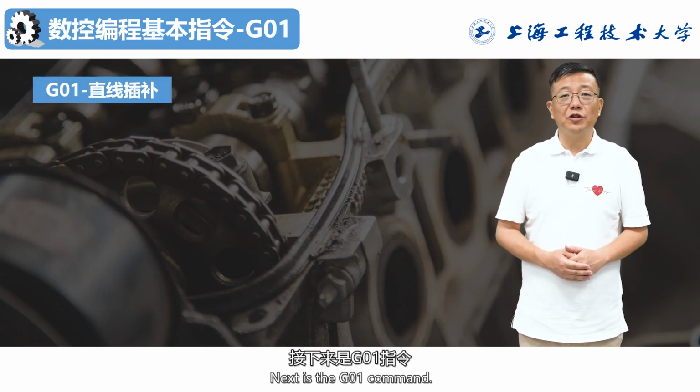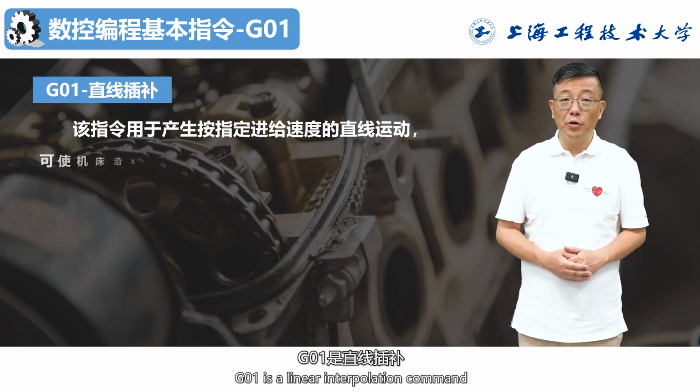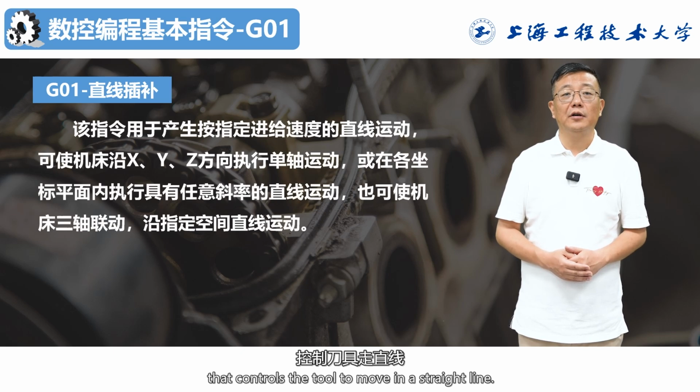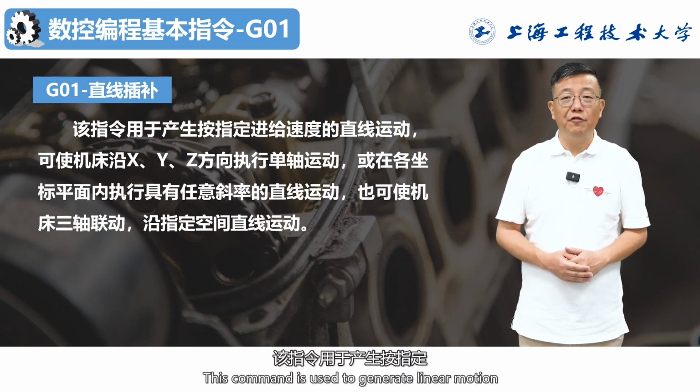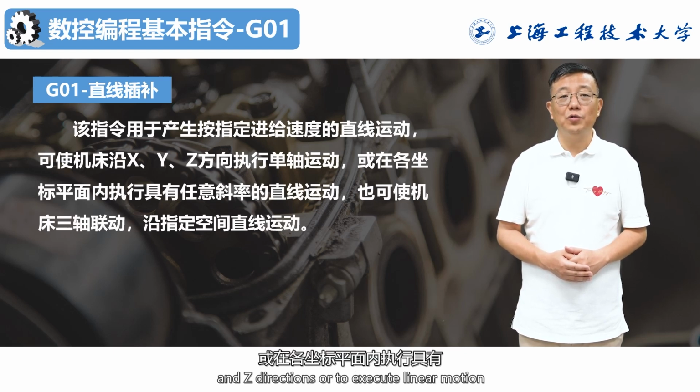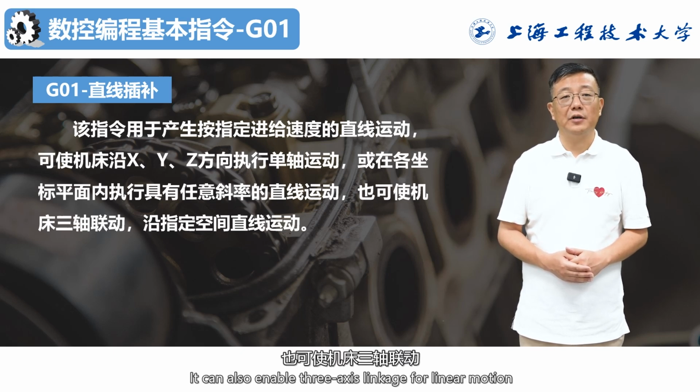Next is the G01 command. G01 is a linear interpolation command that controls the tool to move in a straight line. This command is used to generate linear motion at a specified feed rate, allowing the machine to perform single-axis motion along the X, Y, and Z directions, or to execute linear motion with any slope within each coordinate plane. It can also enable 3-axis linkage for linear motion along a specified spatial path.